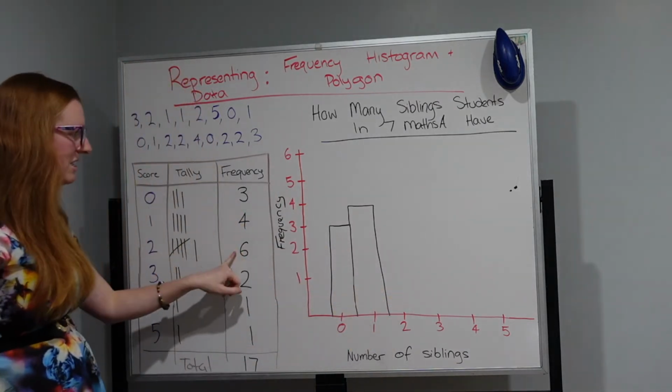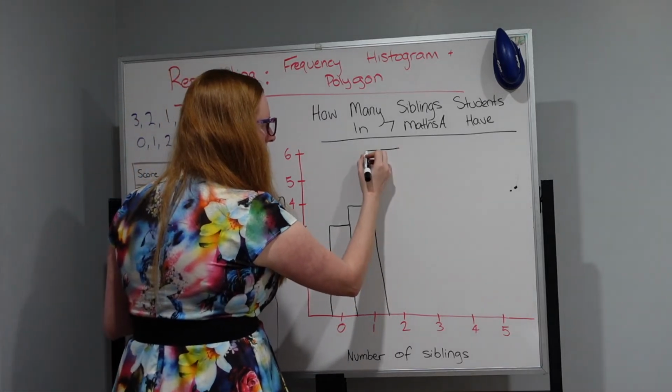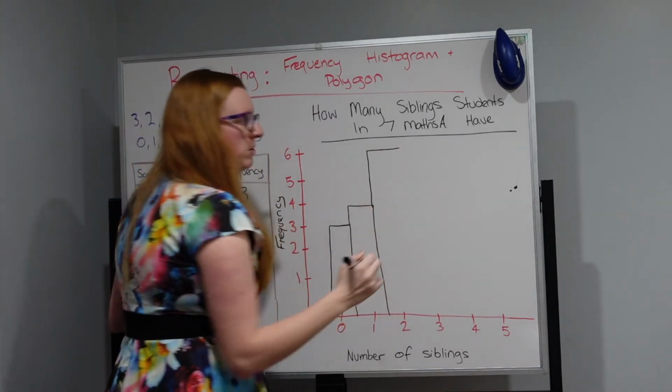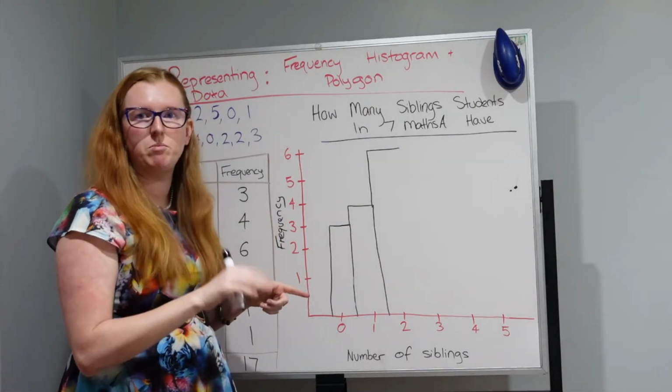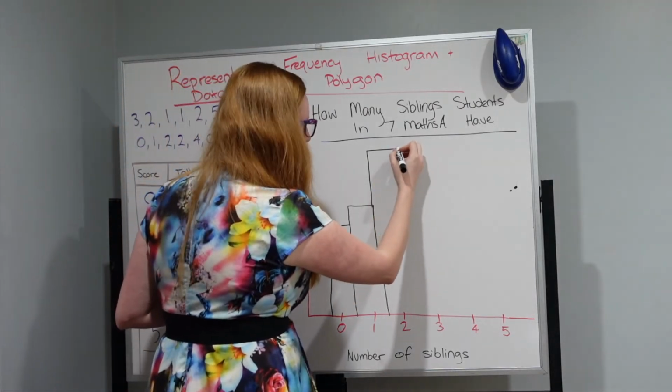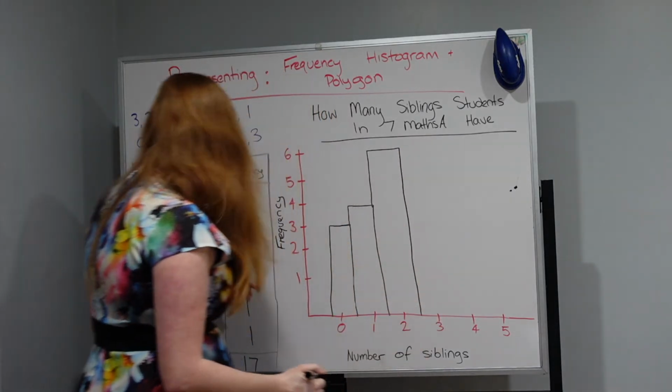So 2 had 6 votes. So I'm going to go up to 6, draw a line across, bring it down. Mind you, when you do this, you'll be using graph paper, so it'll be much easier. Your columns will actually be the same width, which is kind of what you want. I'm just doing this freehand, so it will look a bit wonky.